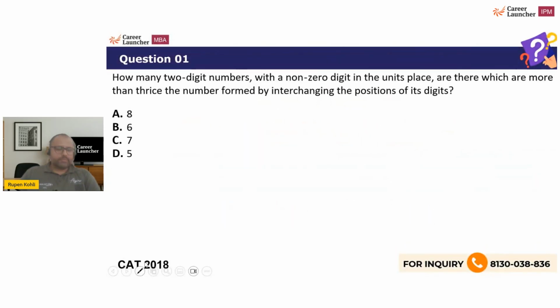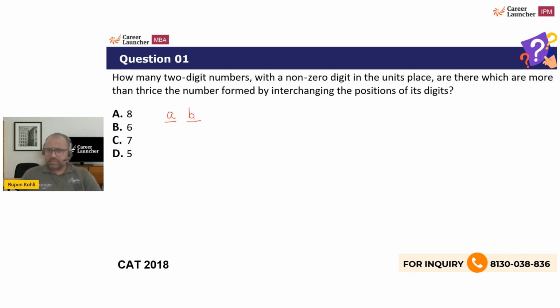The first question coming from a CAT 2018. How many two-digit numbers with a non-zero digit in the units place are there, which are more than thrice the number found by interchanging the positions of its digits? If there's a two-digit number, let's say whose units place digit is B and the tens place digit is A. So this is not A into B. This is a number representation of the two-digit number in its digit format.